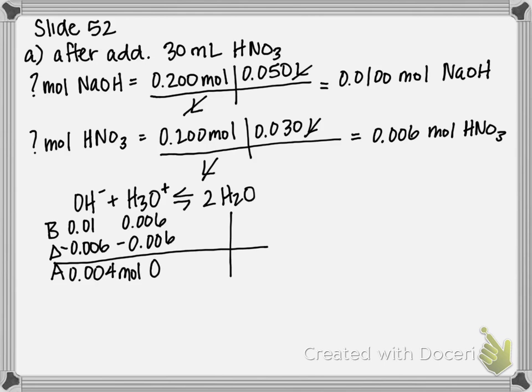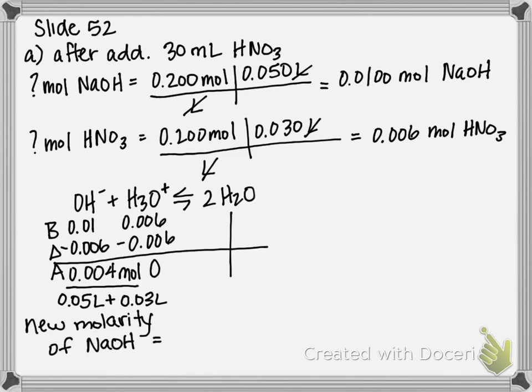So now, in order to eventually calculate pH, I need to get back into units of molarity. But we currently have moles, and we need to figure out what our new volume is. Not only do we have our 50 milliliters of sodium hydroxide, we've also added 30 milliliters of nitric acid to it. So to calculate molarity, it's moles over liters, and it's going to be our moles over our new total, which is 0.05 liters from our original base solution and 0.03 liters from our additional acid. So we get that our new molarity of sodium hydroxide is 0.0500 molar.